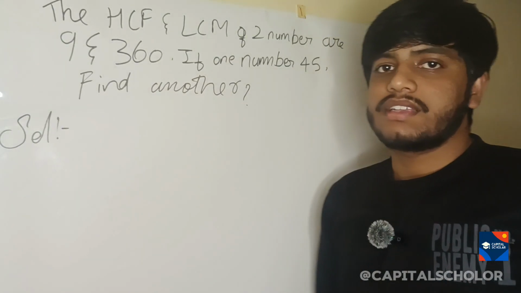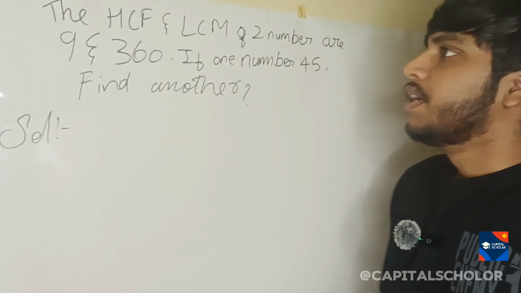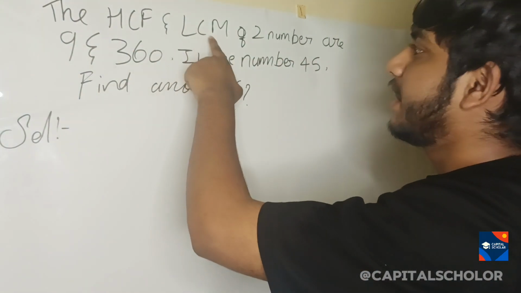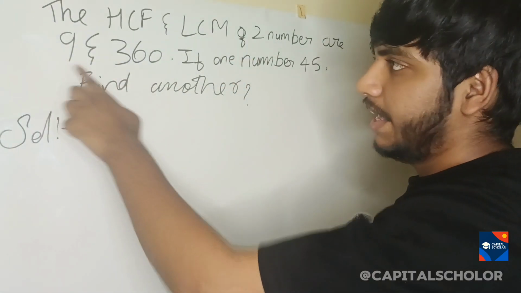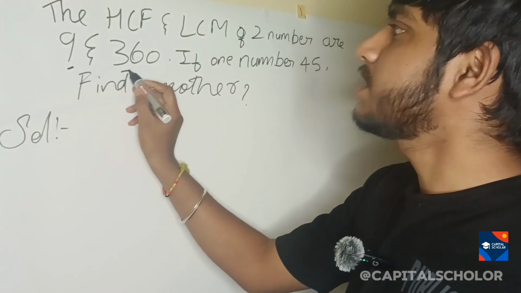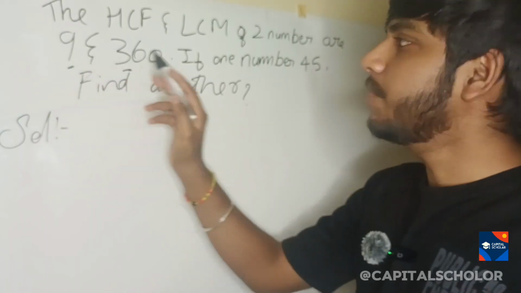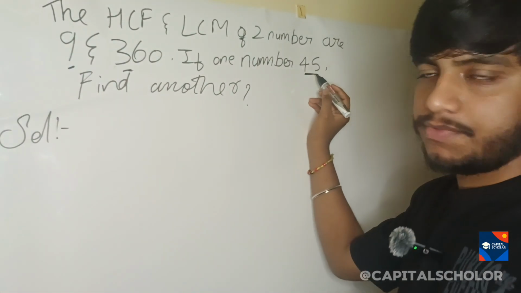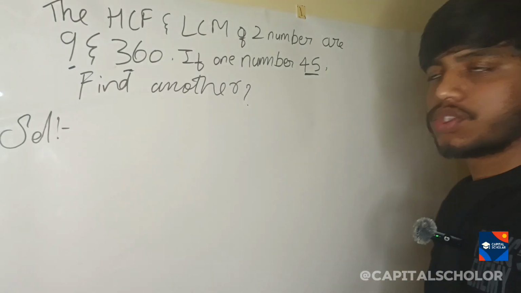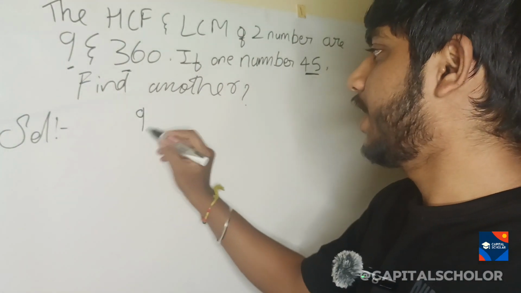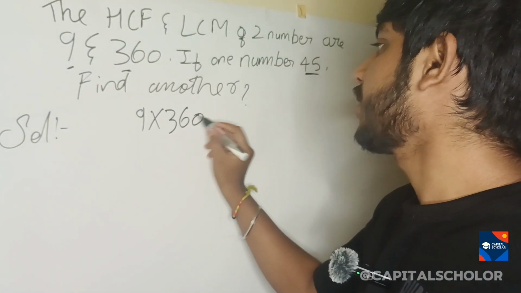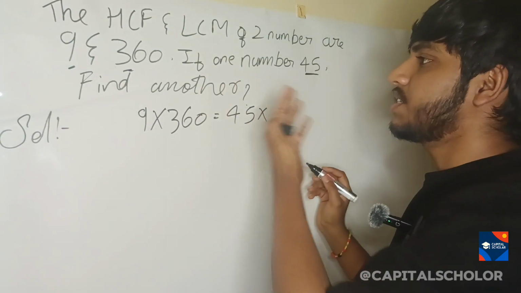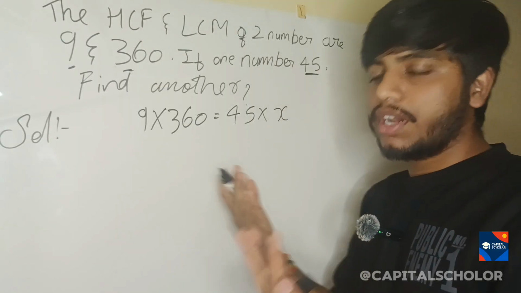This is the next question, which looks very complicated, but I will explain it easily. The HCF and LCM of two numbers are 9 and 360. If one number is 45, find the other one. So we will do 9 into 360 is equal to 45 into another number, which we will consider as x. We don't know the other number.